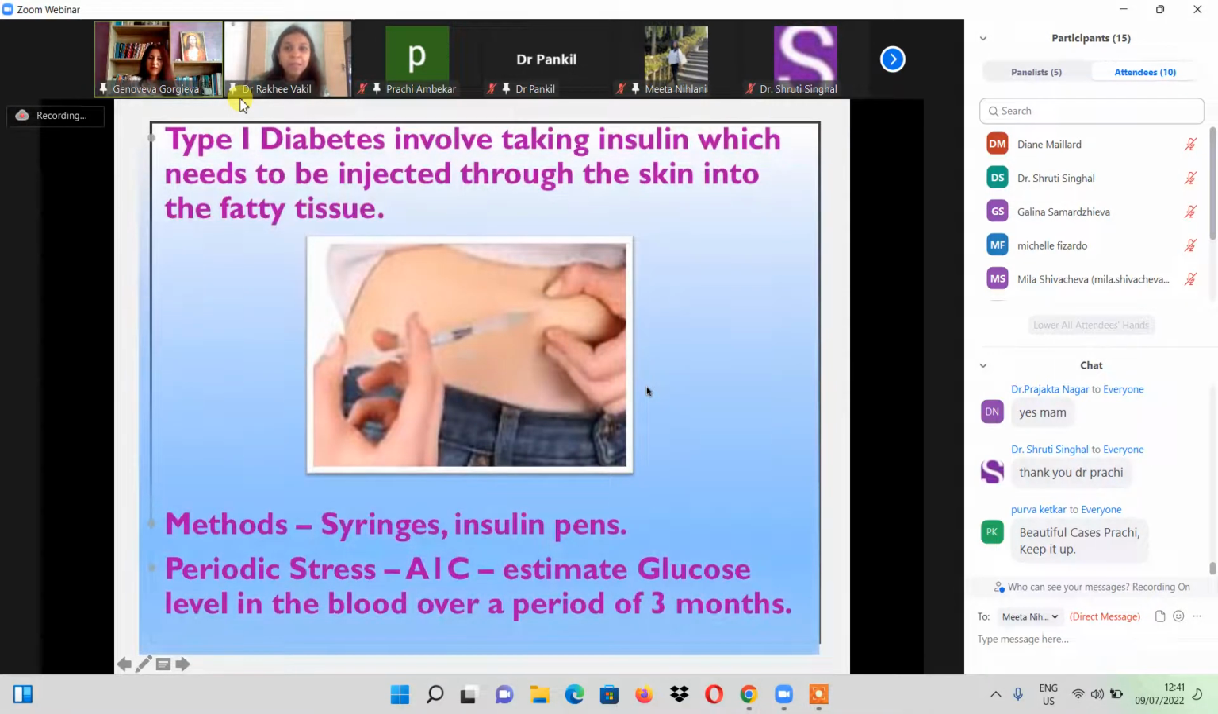Type 1 diabetes is treated with insulin, which needs to be injected through the skin into the fatty tissue, and usually the methods used by allopaths are syringes and insulin pens.